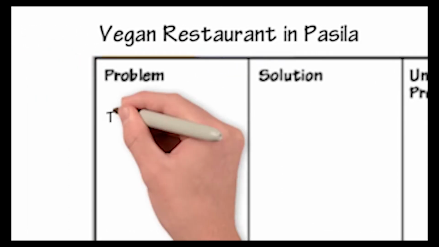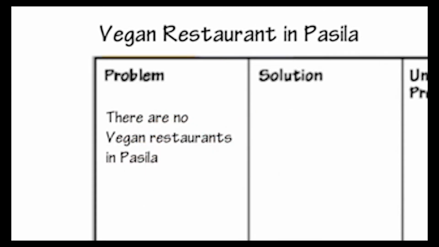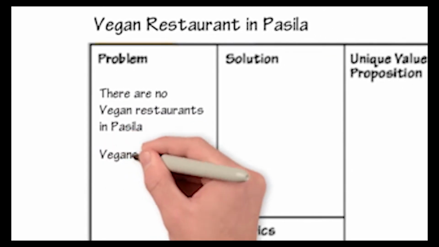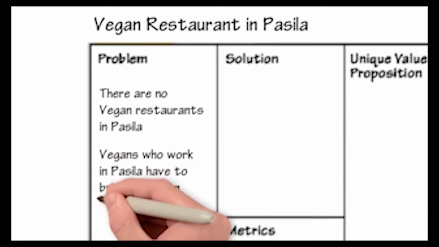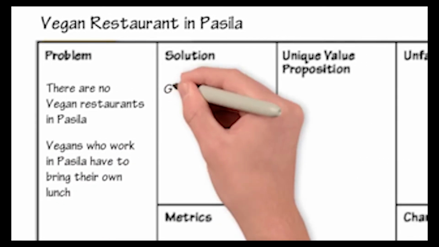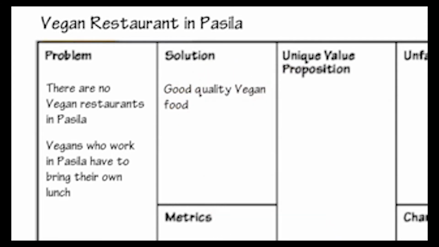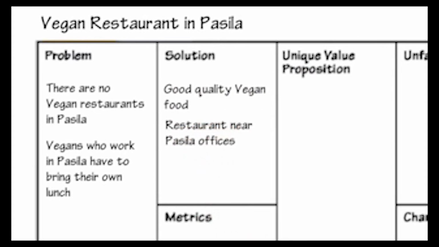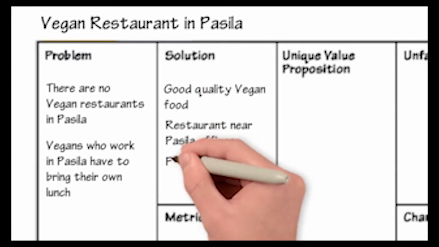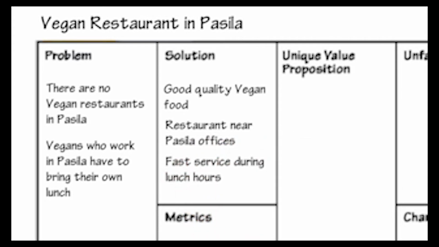Next up, the problem. Joe already knows that there are no restaurants in Pasila serving vegan food, and at least for himself, it's really annoying to prepare your own lunch every day. What could be the ingredients of the solution? Joe thinks that his customers would appreciate good quality food, and also the restaurant would obviously have to be nearby the Pasila office complexes. And also the service should be quick since usually people have tight schedules during the workdays.